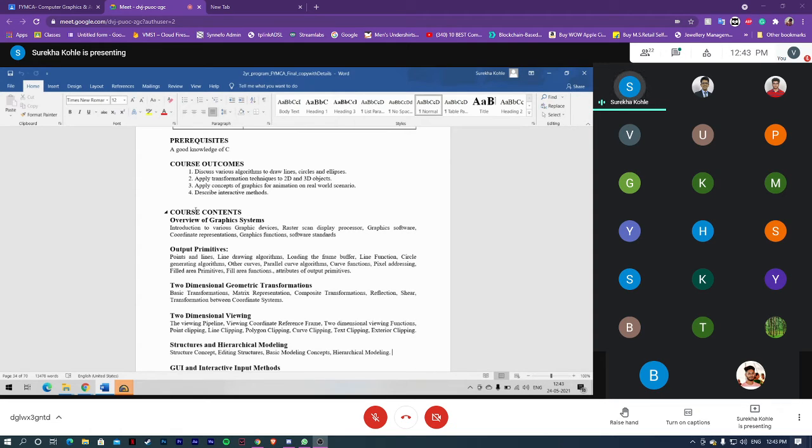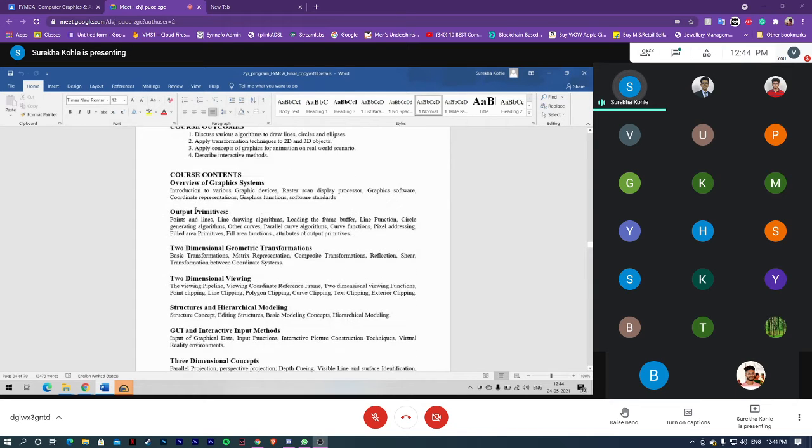So structure and hierarchical modeling: we can say structure concept, editing structure, basic modeling concept, hierarchical modeling. This is actually a small theoretical part, right? And we have the GUI and interactive input methods, like how the picture is going to be constructed, what is the reality, how virtual reality is going to be seen.